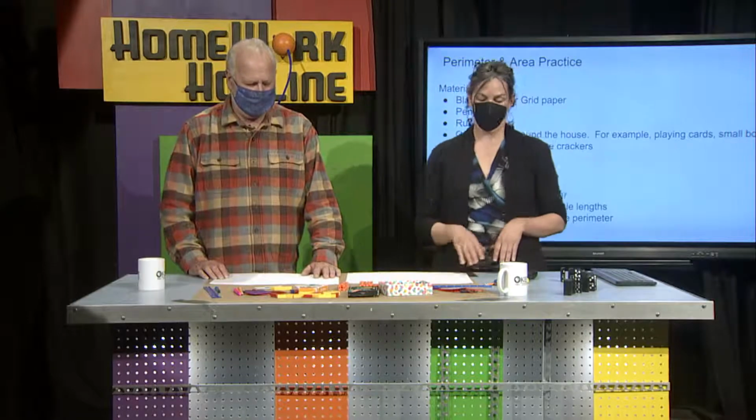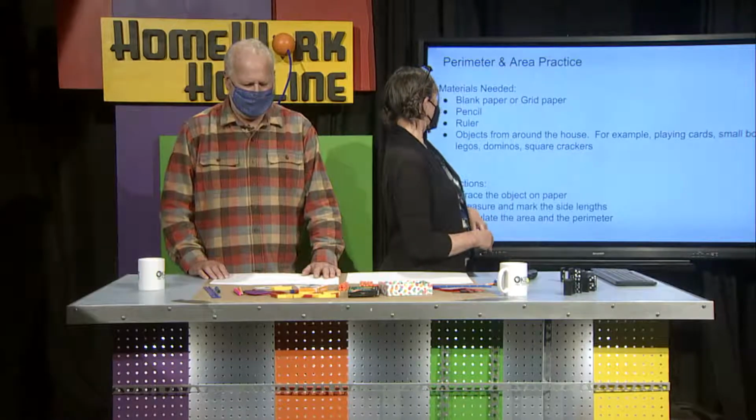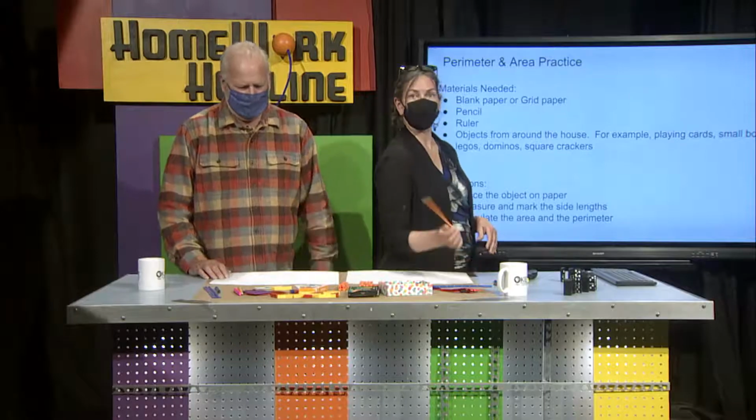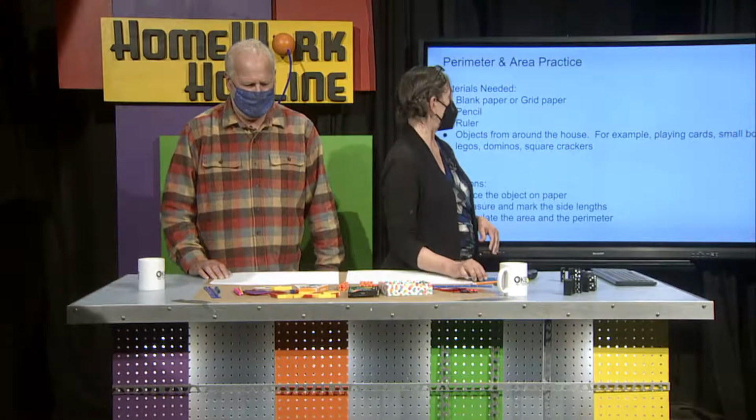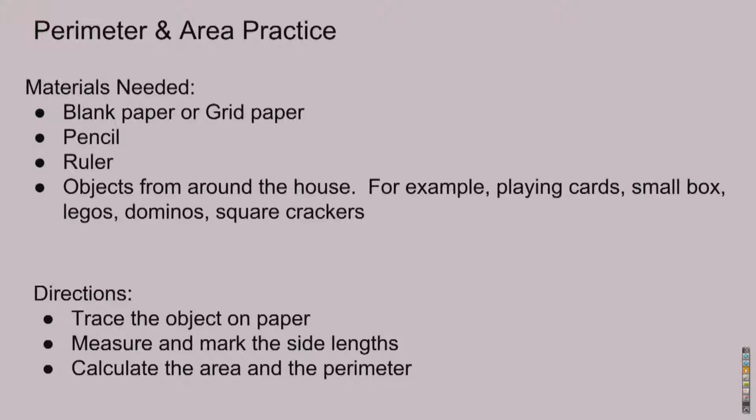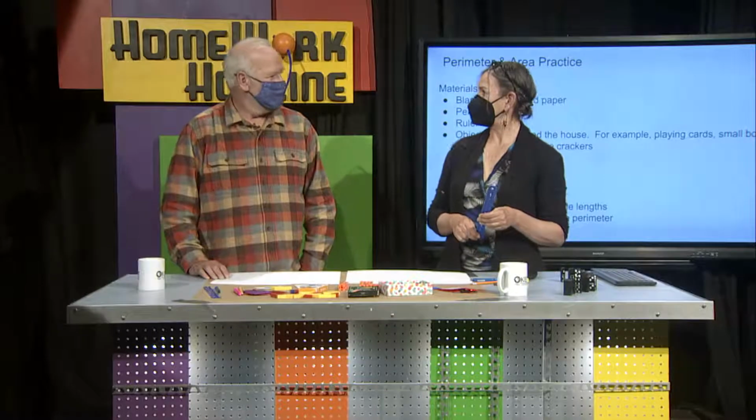Some of the other items that you'll want to have, of course, is a pencil or some sort of writing utensil. Rulers are always helpful, so you could measure, especially if you don't have the grid paper. And then any other objects from around the house. So the directions are also really simple. You just trace the object on the paper, measure and mark the side lengths, calculate the area and the perimeter. So lots of fun.